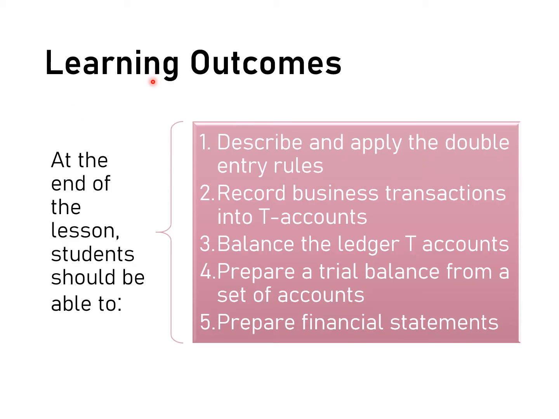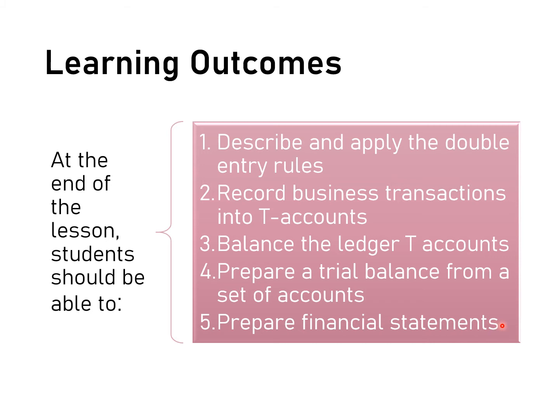This will be your learning outcome. At the end of the learning session, you should be able to describe and apply the double entry rules. Luckily we've touched on this a bit before. Next, we will record the business transaction into a T account, from double entry into the account. So we will use the T account. Then we will learn how to balance the ledger T account. Second last, we will learn to prepare the trial balance from the T account. The last one is to prepare financial statements.